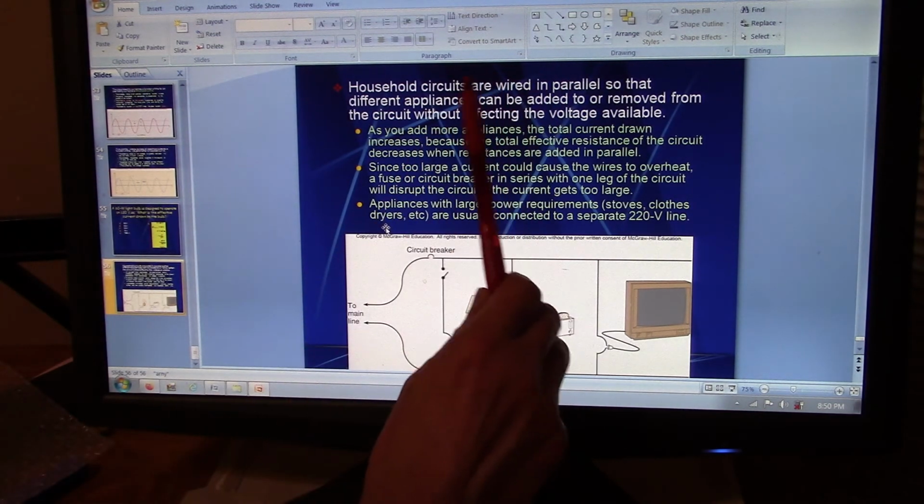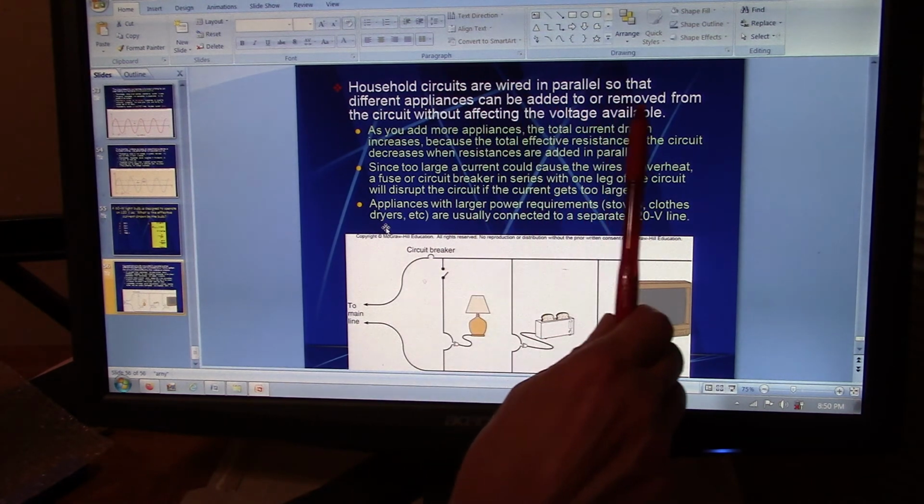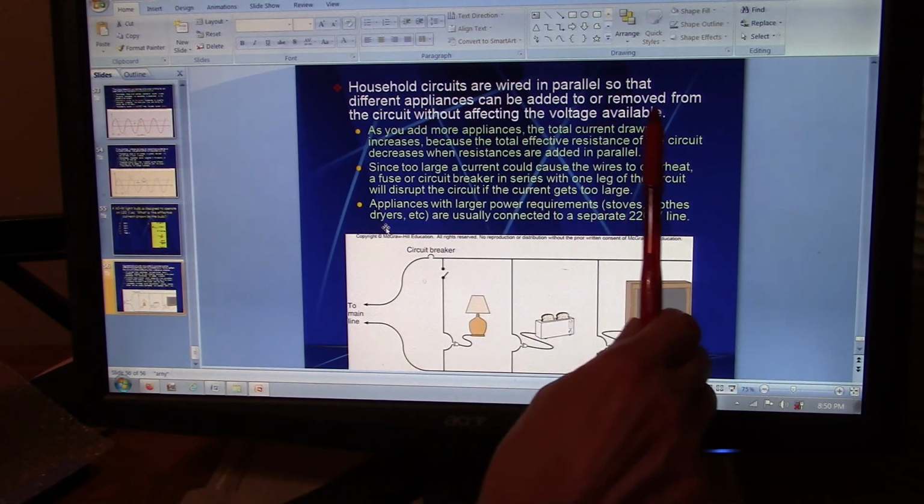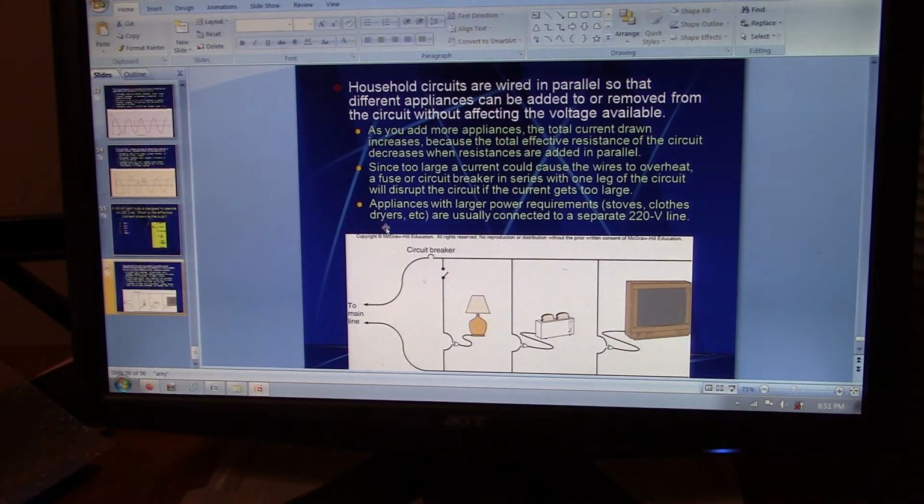Okay, so household circuits are wired in parallel so that different appliances can be added or removed from the circuit without affecting the voltage. Remember, if it's series, your voltage keeps changing. That's why you don't use series. That's why power companies, in the early days, Edison and Tesla actually had a big argument. Edison wanted to use direct current. Tesla said no, AC is better. Of course, Tesla won. Although Tesla died poor, Edison died a billionaire, because he was more ruthless. One was the better scientist though, so keep that in mind.